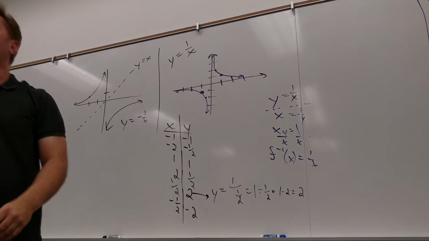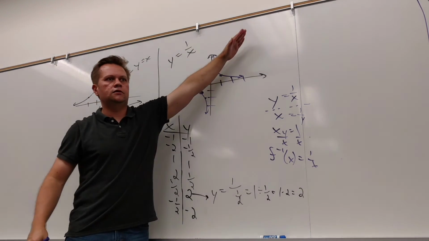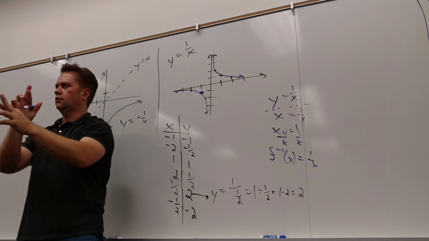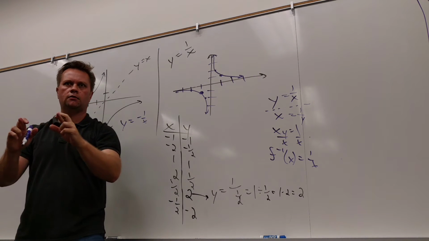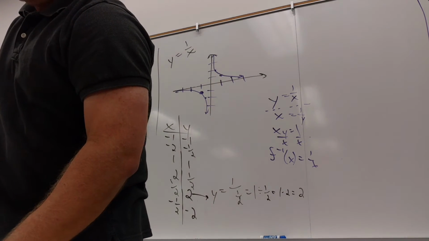Okay, so it's not impossible for a function to be its own inverse. It has to already be symmetric to this line. Then it's going to fold right on top of itself. Okay, enough of that.